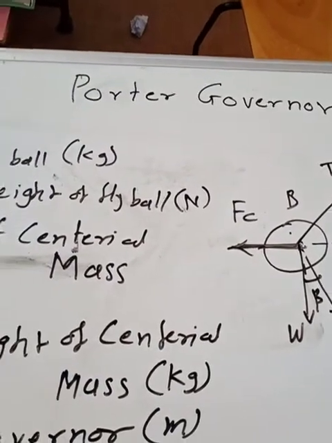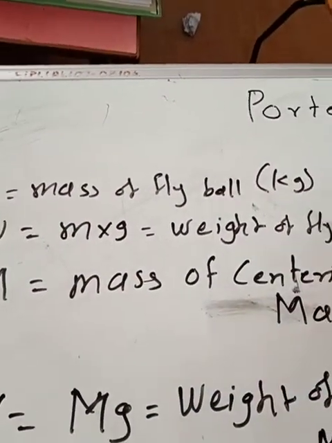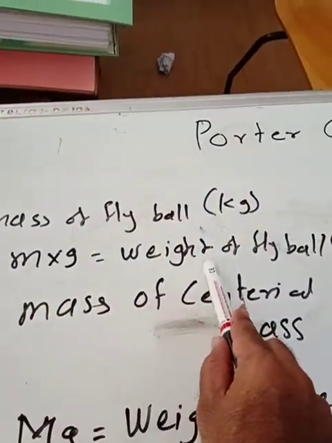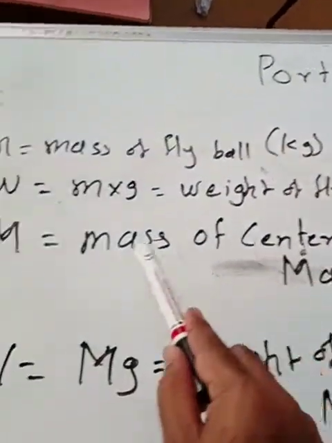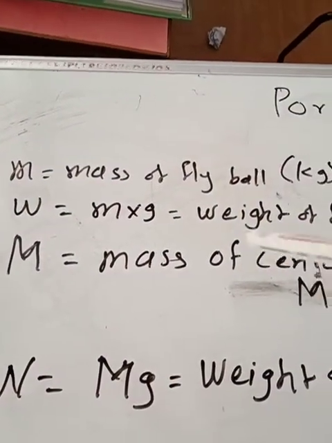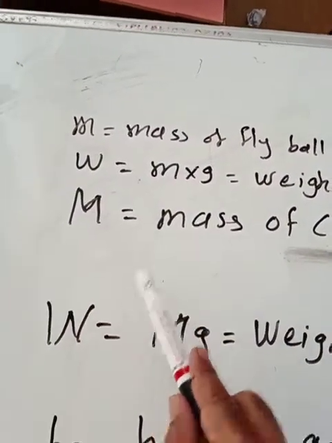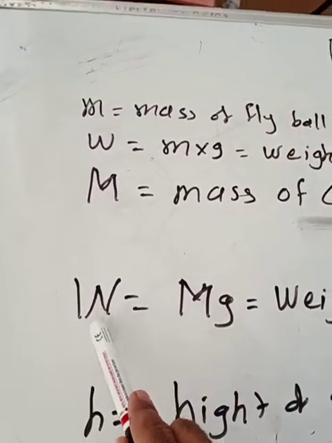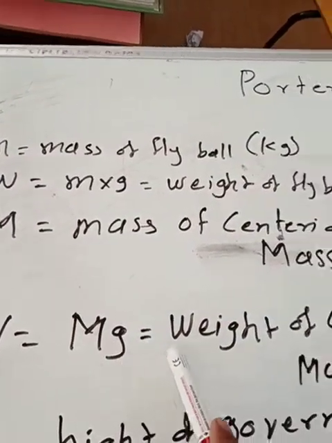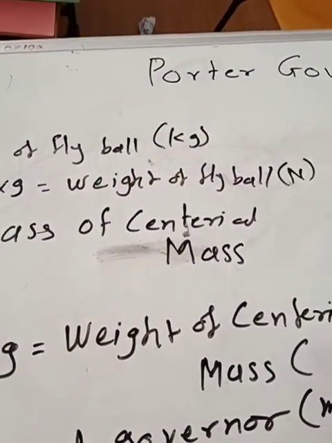Now for the analysis, let us consider that m is the mass of the fly ball, that should be in kg, units are important. Then w will become m into g, that is the weight of the fly ball, that will come in Newton. Then capital M is the mass which we have seen at the center, that is the central mass, which is placed on the sleeve. Now this capital W is nothing but the weight that we can calculate by capital M multiplied by g, which is the weight of that central mass, that should be in Newton. We have to place it in Newton.